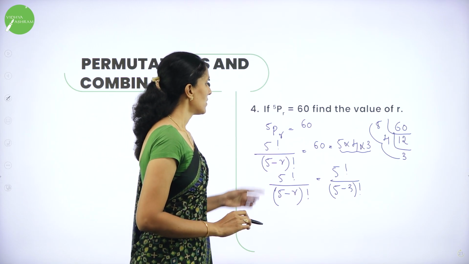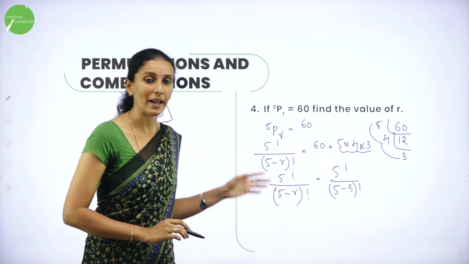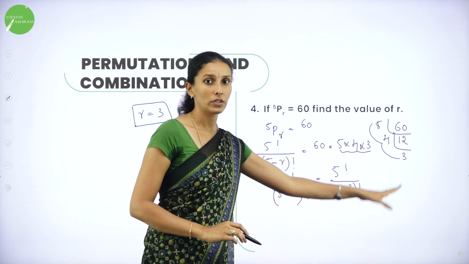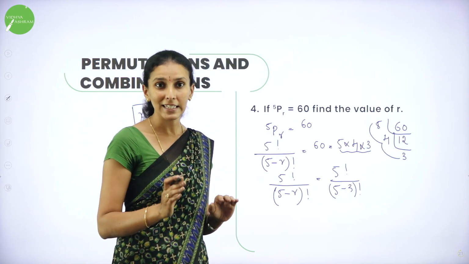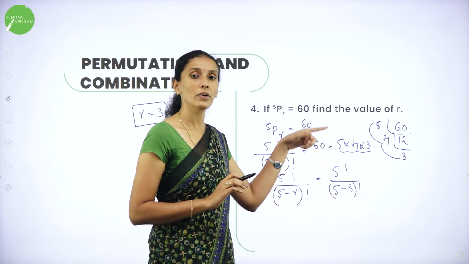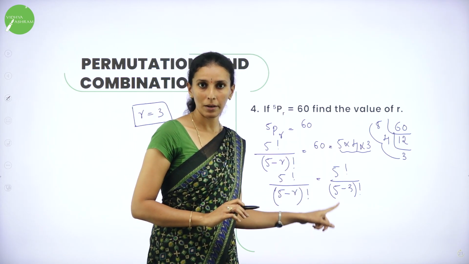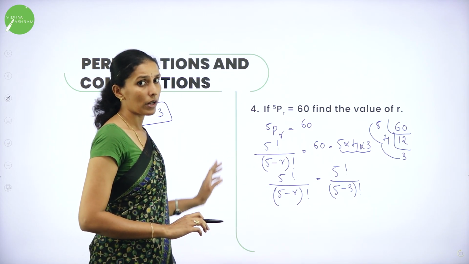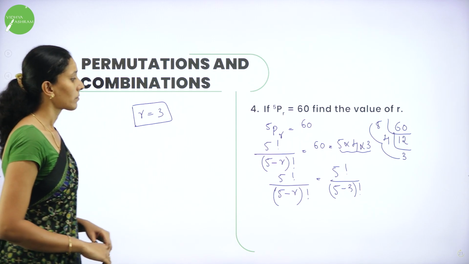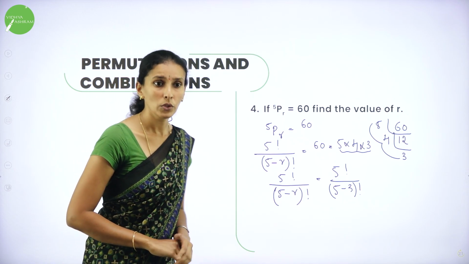Okay, so once again, we have 5PR is equal to 60. So this can be written as 5 factorial by (5 minus R) factorial. So 60 can be taken as 5 into 4 into 3. So 5, 4, 3, 2, 1, if you consider it as 5 factorial, and you are writing only the first 3 factors. So when you convert it into the formula of permutation, it will take this form, 5 factorial by (5 minus 3) factorial. So when you compare your left hand side and right hand side, you can clearly say that 5 minus 3 factorial. So therefore your R is equal to 3 here.